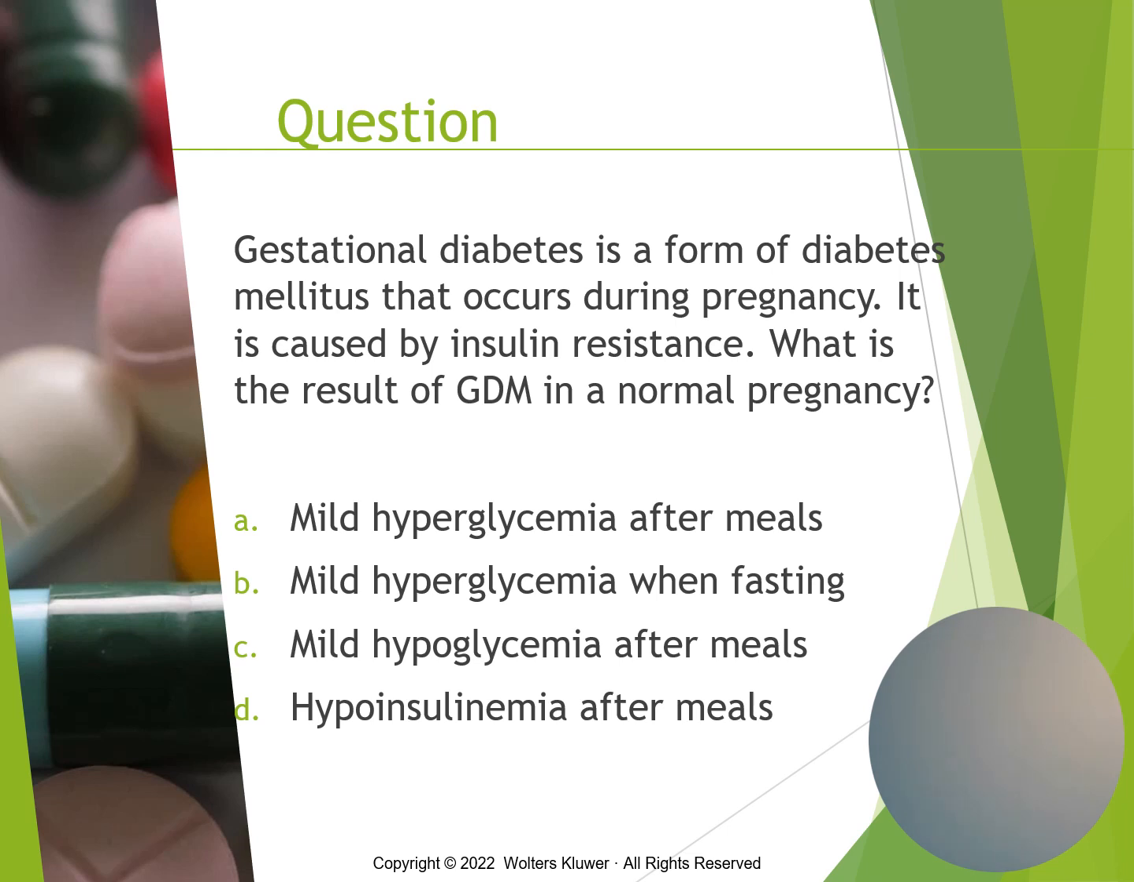Gestational diabetes is a form of diabetes mellitus that occurs during pregnancy. It's caused by insulin resistance. What is the result of gestational diabetes in a normal pregnancy?